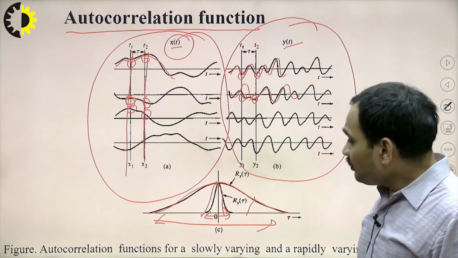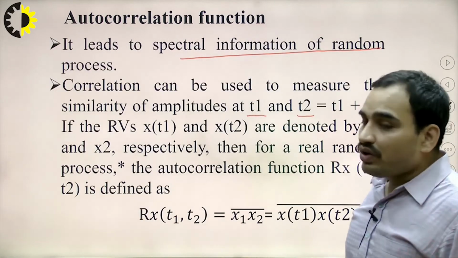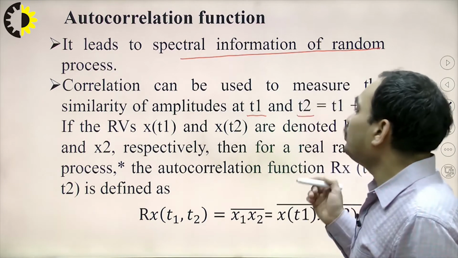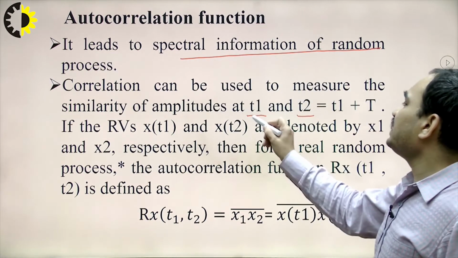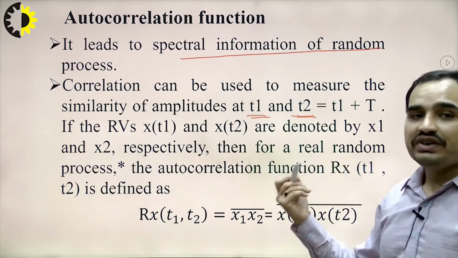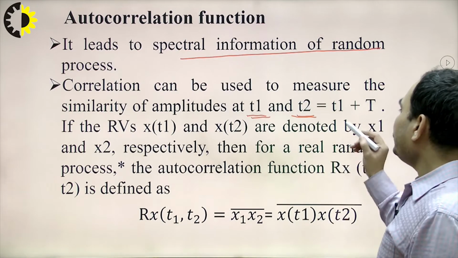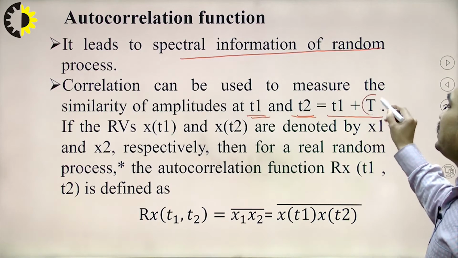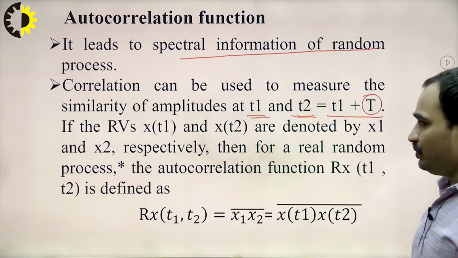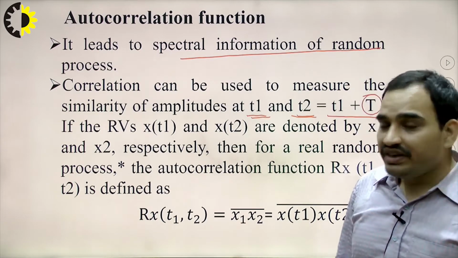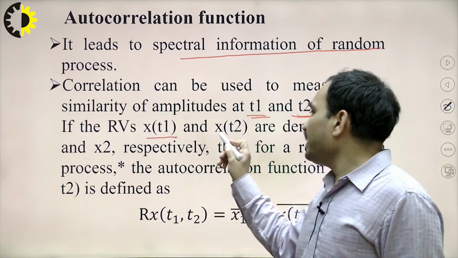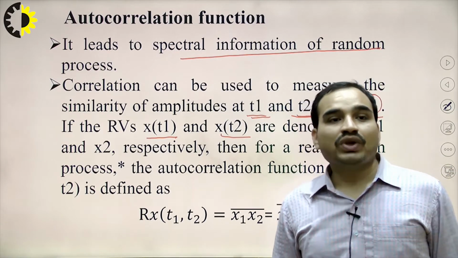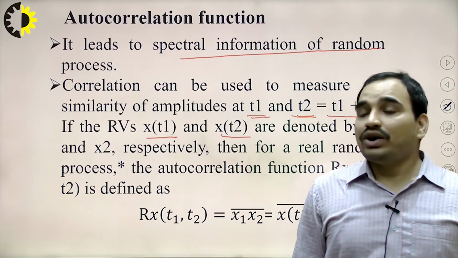This information will be useful for a signal which is delayed in communication. That's why we are taking two different time samples, t1 and t2, and getting the amplitudes, and t2 is nothing but the delayed version of t1. That delay is t1 plus tau, or we can write it as t. So we are considering the random variables at the time instants t1 and t2, denoted by x1 and x2 respectively. Then for a real random process, the autocorrelation function.